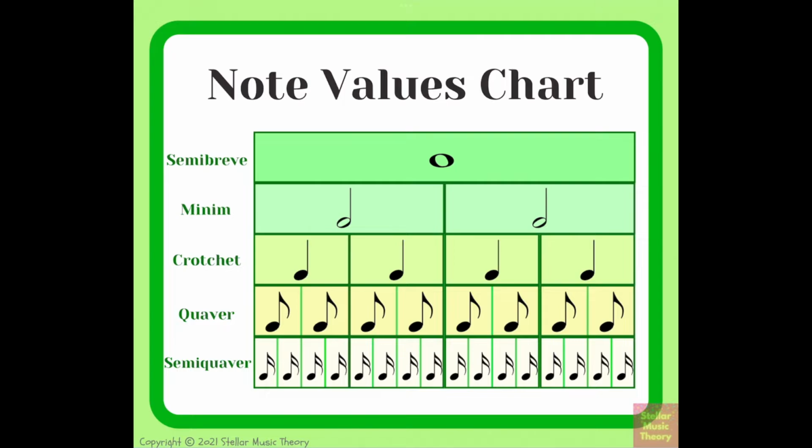This is another note values chart. It is very similar to the last one, but slightly different. In this chart, you might be able to see more clearly how each note can be split into 2 equal halves as you go down the chart. Starting from the top, one semibreve can be split into 2 minims. One minim can be split into 2 crotchets. One crotchet can be split into 2 quavers, and one quaver can be split into 2 semiquavers.